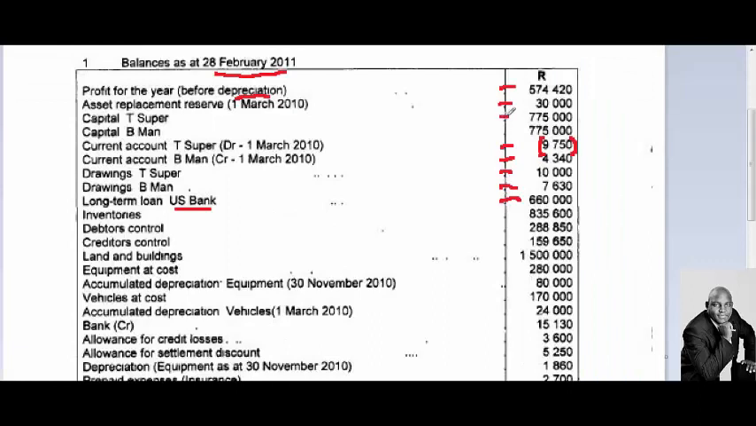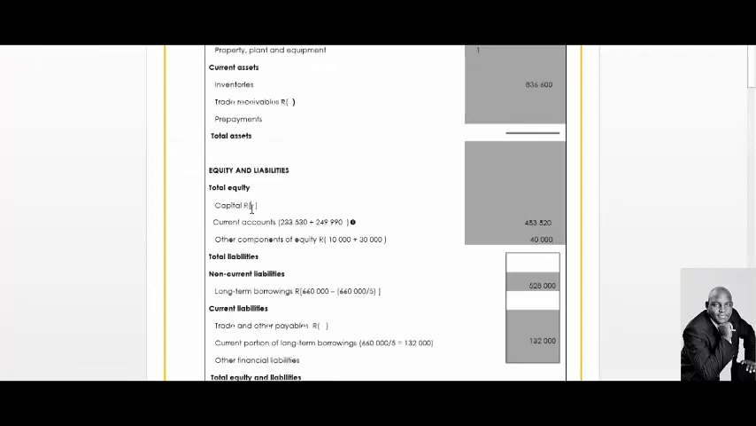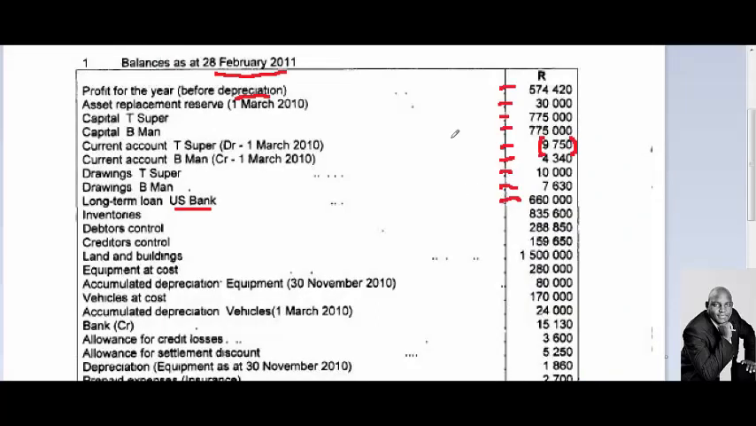Then we do the capitals. It's 775. That's also equity. That's 775 plus 775. Okay, so we do that. That gives me the total. Okay, so we are done there. Then we move on. Okay, we are done with all.